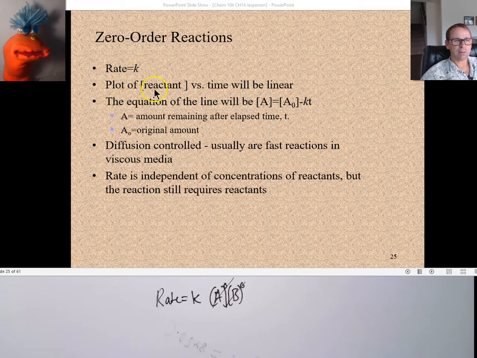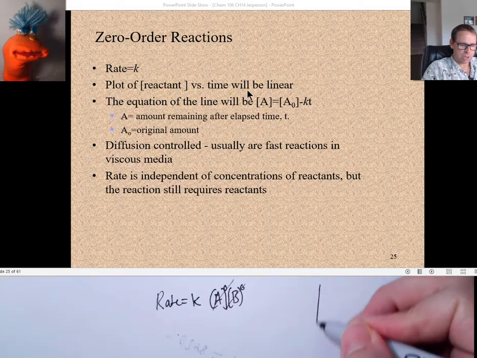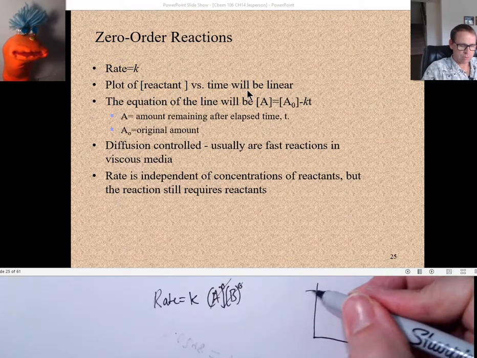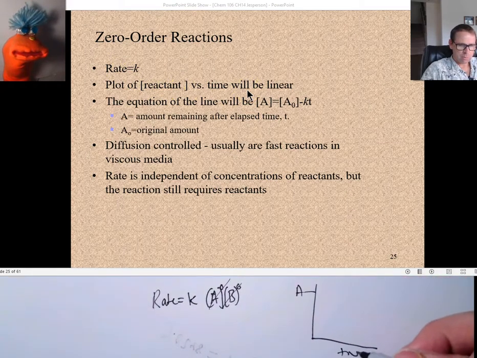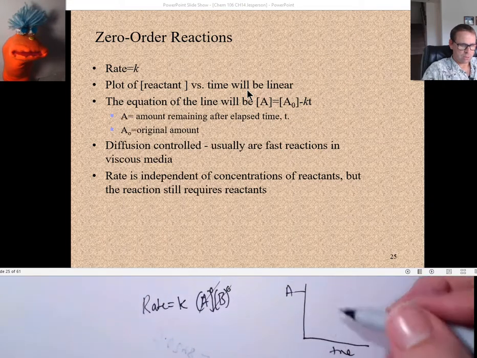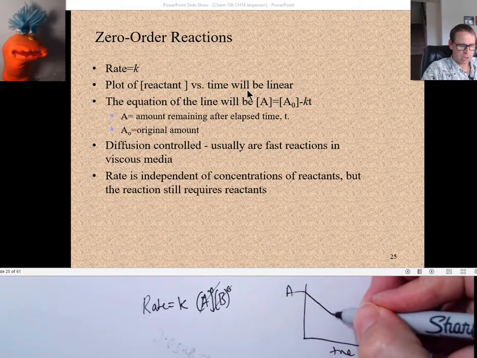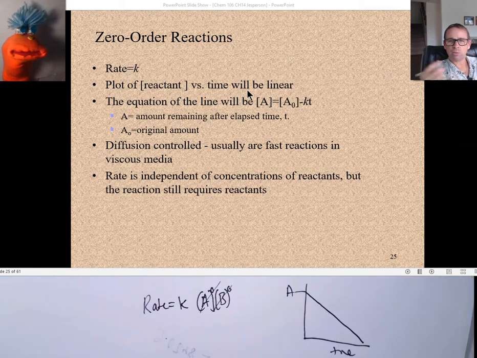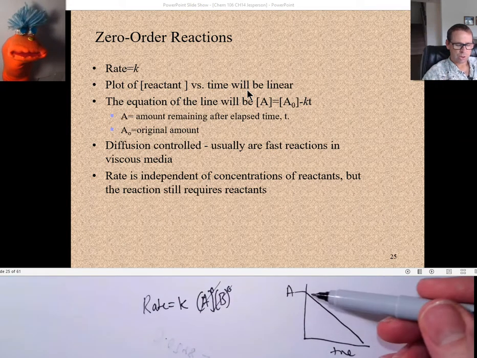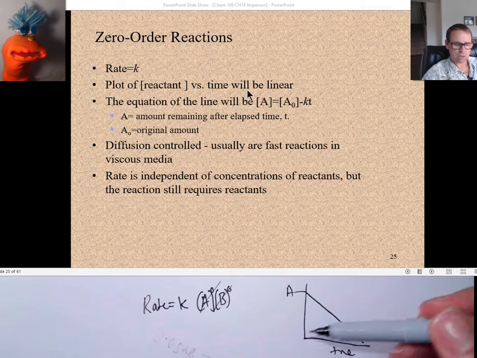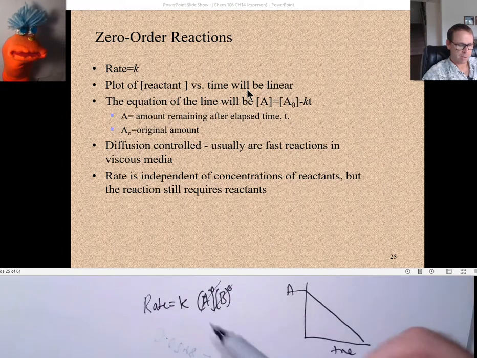And if we plot the reactant's concentration versus time, again, you'll get a linear relationship. So the concentration of A versus time, if this is our reactant here, it will just decrease over time. And the rate at which it decreases is independent of how much A there is. So as the concentration of A changes, the rate stays exactly the same because there's no rate dependence. And that's what a zero-order reaction is.